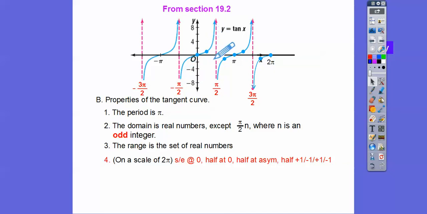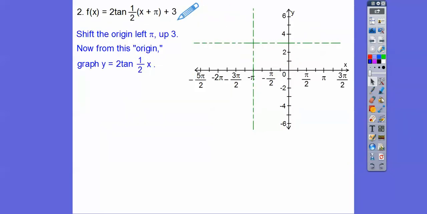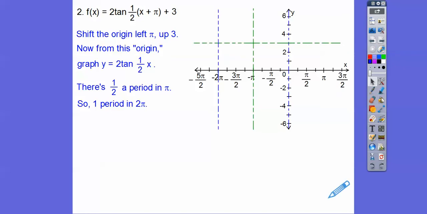This 1/2 right here says there's 1/2 of a period in every pi because the tangent is every pi. So it's like multiplying both sides by 2. If there's half of a period in every pi, then there's 1 period in every 2 pi. So here's negative pi, here's positive pi. I'm going to put another asymptote right over here. Every 2 pi, there's an asymptote. Sorry, I should have put one right here.